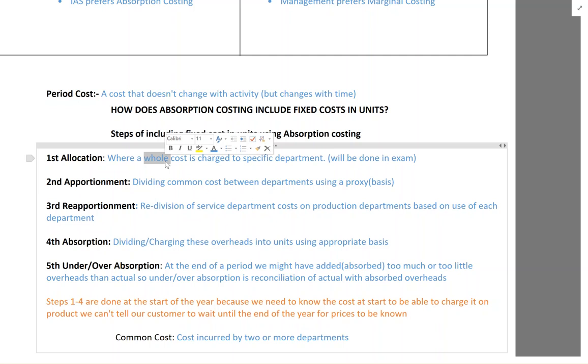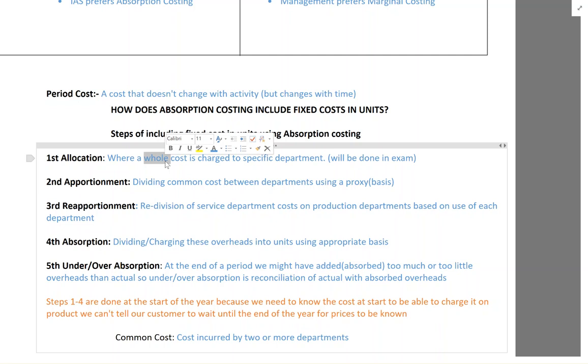So apportionment is, see, apportion means portion, making portions. It is when we divide common costs between departments. A common cost is a cost incurred by more than one department. For example, the building in which Department A and Department B are located, both of these departments use the building. So the rent of that building is a common cost incurred by Department A and Department B. Now, taking the rent and dividing it between Department A and Department B is called apportionment.